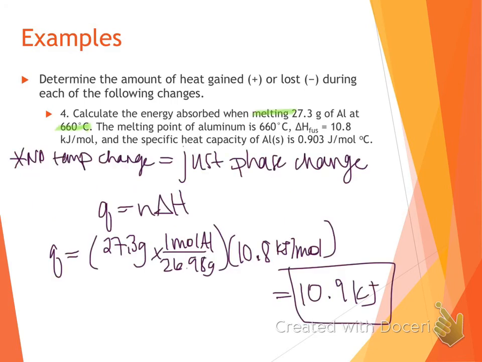So we only have a phase change happening here. So we're using Q equals nΔH. It is melting, so we need the heat of fusion, which is exactly what was given to us. The heat of fusion is the amount of energy per 1 mole of aluminum. We have 27.3 grams. That's just barely over a mole of aluminum, so it's going to take barely more energy, giving us 10.9 kilojoules there.